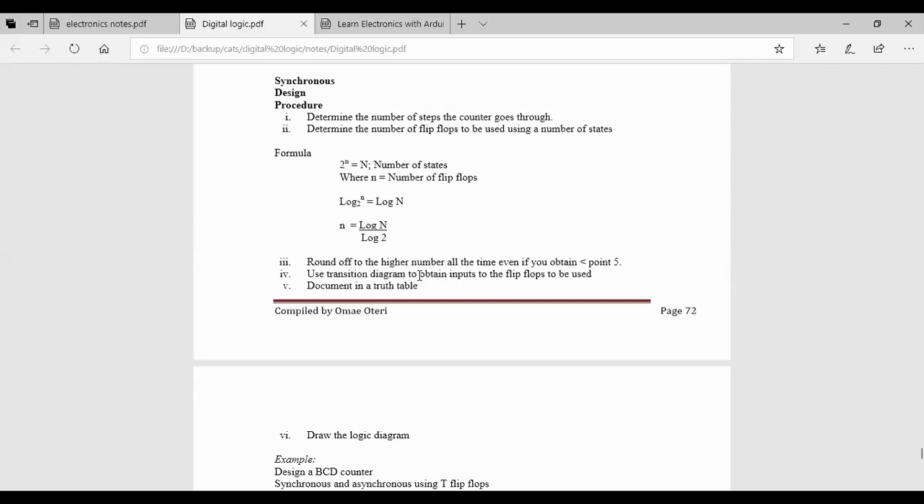Then use the transition diagrams to obtain the inputs to the flip-flops. Of course, you will have developed a truth table for the same. From that truth table, you are expected to get Boolean expressions, and from the Boolean expressions, you are expected to get the diagram. So I think I will be able to do a simple design. I will not go to this design which is down there. I'll just do a very simple one of counting 0, 1, 2, 3.